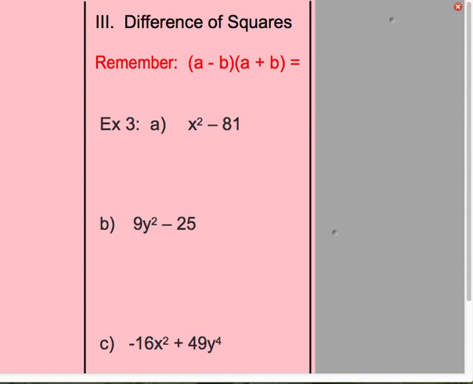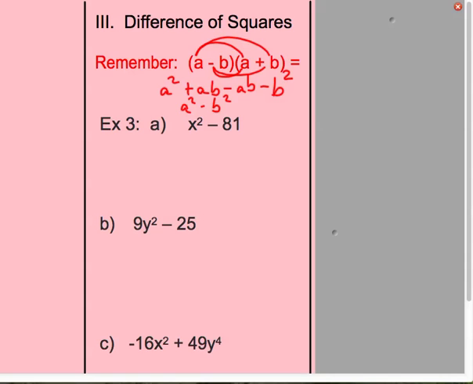Last type of factoring for today is difference of squares, and this should be much faster than the last two lessons you saw. Alright, so again, as a reminder, where is this coming from? If we have a minus b times a plus b, and I distribute, a times a is a squared, a times b is ab, negative b times a is negative ab, and negative b times b is negative b squared. So what ends up happening is those two terms in the middle are the same but opposites, so they cancel. So I'm left with a squared minus b squared, or a difference of squares.